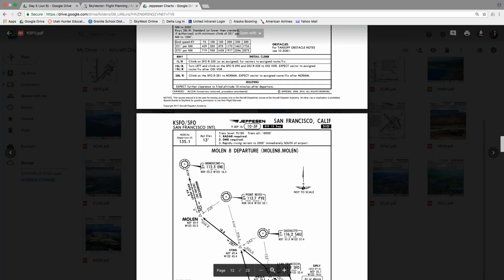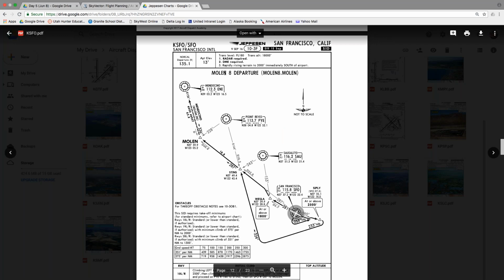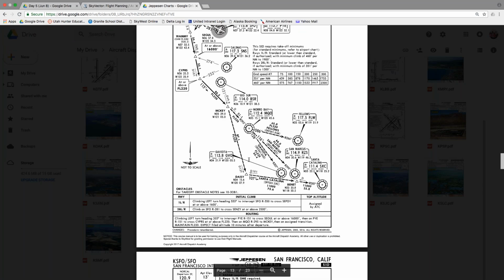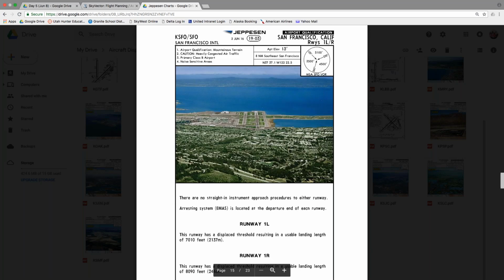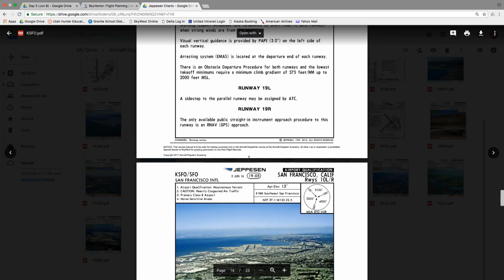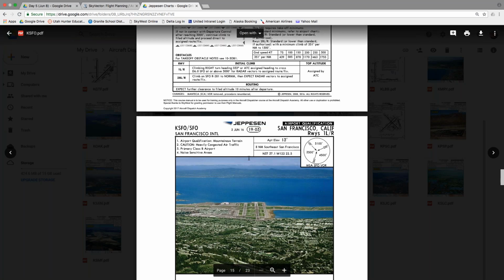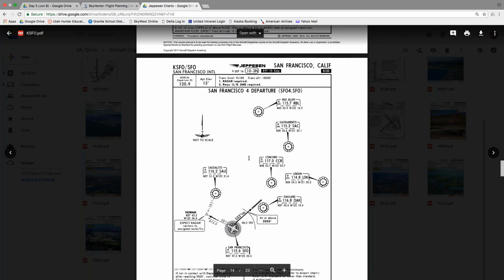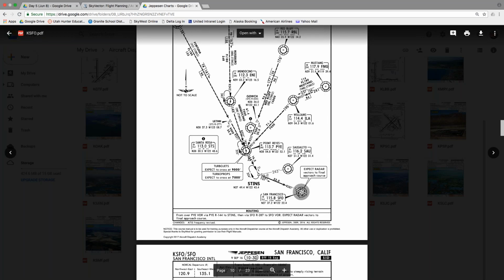Okay, I'm in my SID section. All right, here's one that kind of puts me out to the north, but stays on the coast. So I don't know that I like that one. Let's see if there's something better. This one takes me down the coast to the south. Don't like those. All right, so that's all my SIDs. So there's the San Francisco 4 departure, or we can use the Mullen 8.